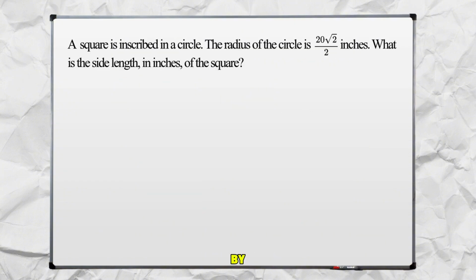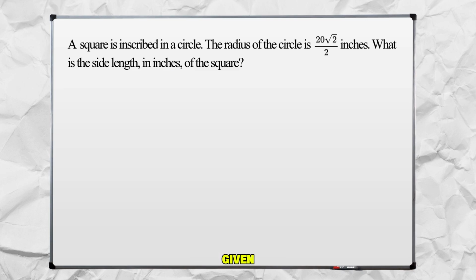Let's start off by, like always, identifying our givens and what they're asking for. As you can see in the question, a square is inscribed in a circle. The radius of the circle is 20 times the square root of 2 over 2 inches. What is the side length in inches of the square?